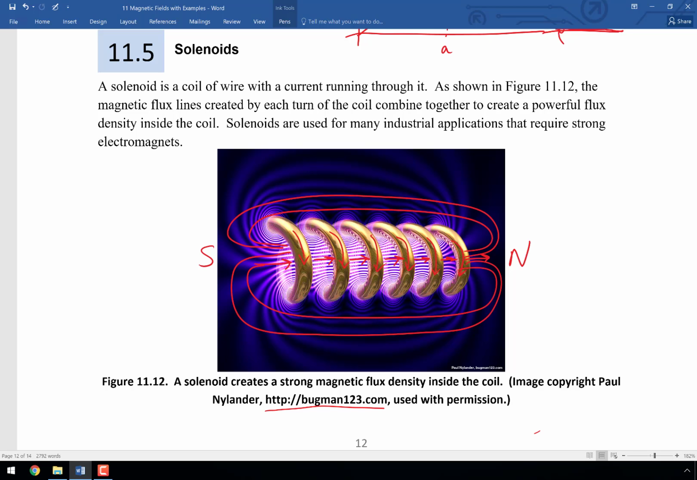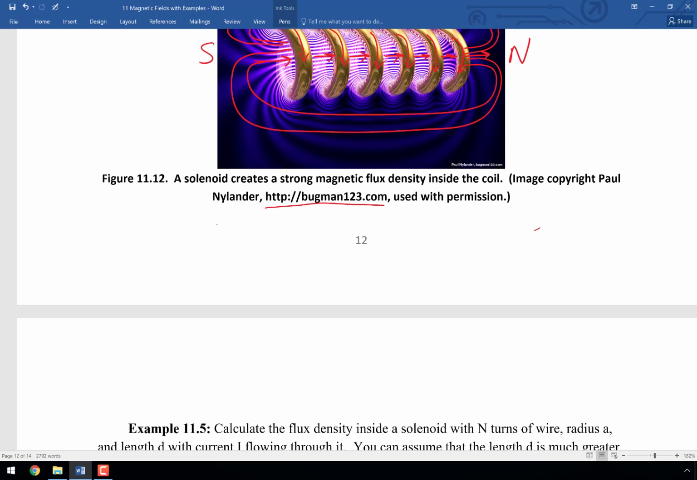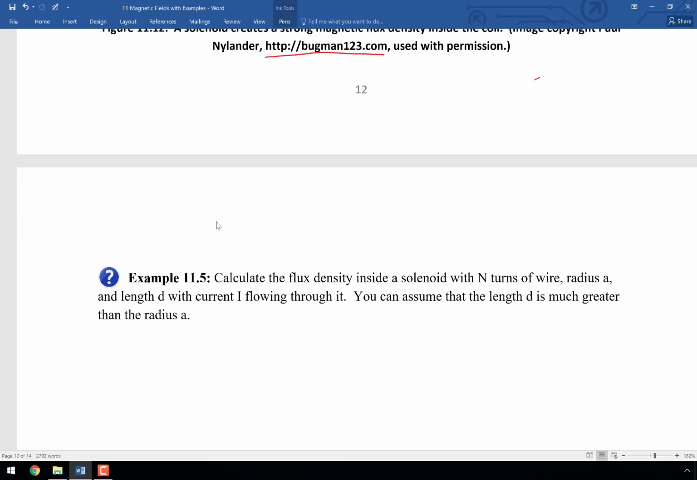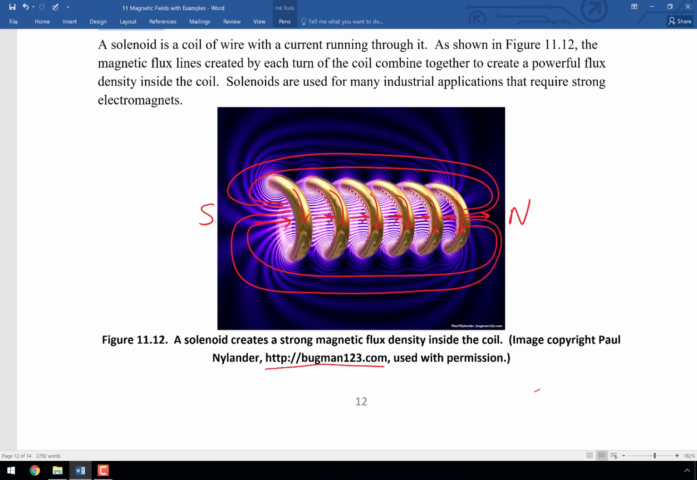The question is, how strong is that magnetic field? So let's consider the flux density inside a solenoid with n turns of wire, a radius of a, which won't really be important, a length of d, which isn't really important, and the current I that's flowing through it. D is actually going to be pretty important. And you can assume that the length d is much greater than the radius a. Really, what that gets us is that we can assume that all the magnetic field is constant inside the solenoid.